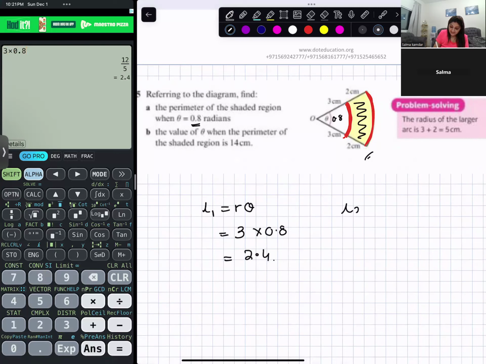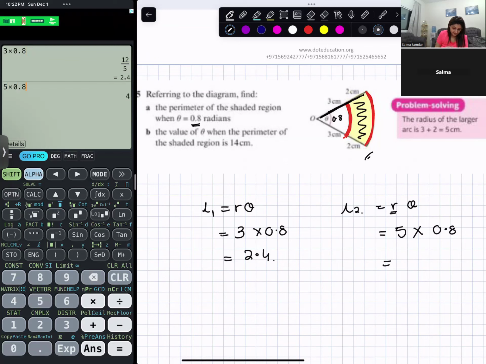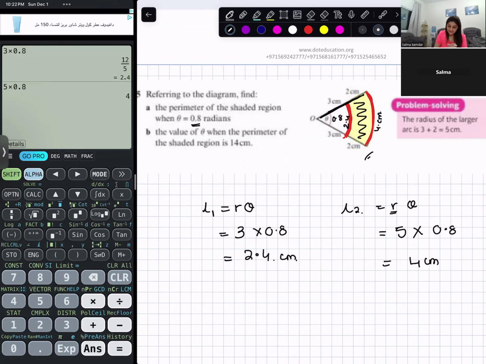Let's look at the length of the second part. It would be r theta. My theta is 0.8, but when I look at the r over here, it will be 3 centimeter plus 2 centimeter, which is nothing but 5 centimeter. So length of arc 2 would be 5 into 0.8. 5 into 0.8 is nothing but 4 centimeter. So I would say my length of the first arc is 2.4 centimeter and the length of the second arc, length 2, is 4 centimeter.